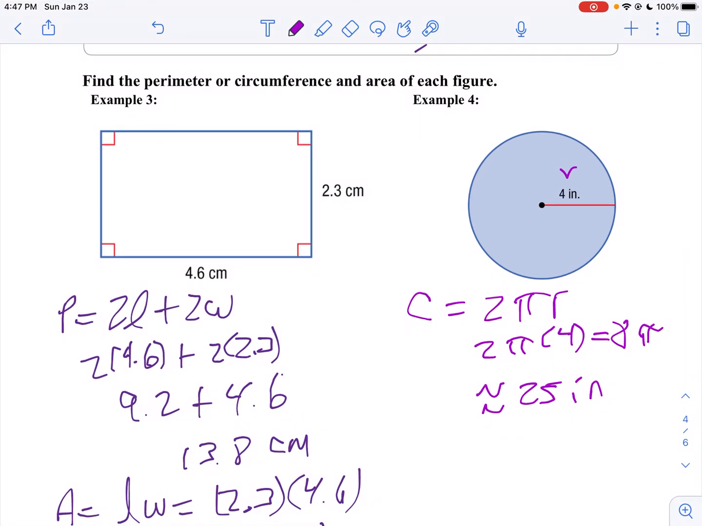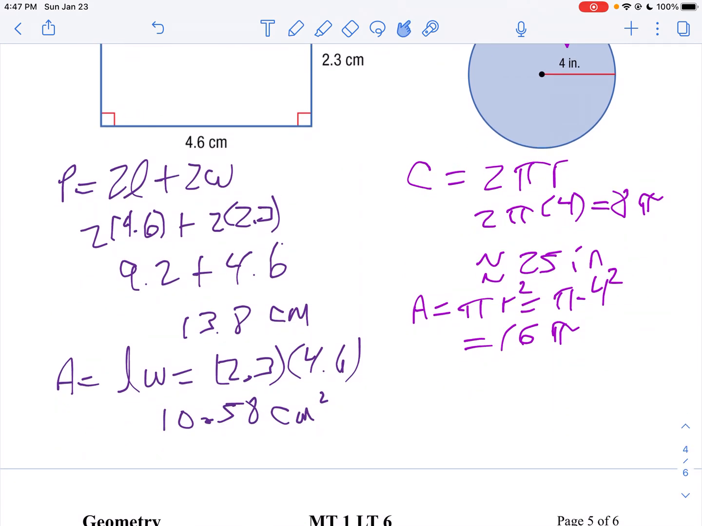Now let's find the area. The area has a different formula. It's pi r squared. So I take pi times 4 squared. Remember, you do the exponents first, so the exact answer is 16 pi. Then I'll use my calculator to find 16 pi, and once again, I think I'll round this to the nearest whole number.